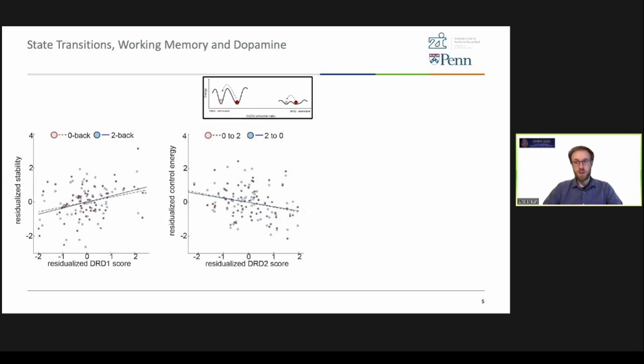Having this framework that can model stability and transition between states, we looked at whether we can actually test the dual state hypothesis, or the dual state theory, and the predictions from it. As you remember, there are two dynamic regimes: one D2 related, which should make it easy to switch between tasks, and a D1 dominated state, which should stabilize the system.